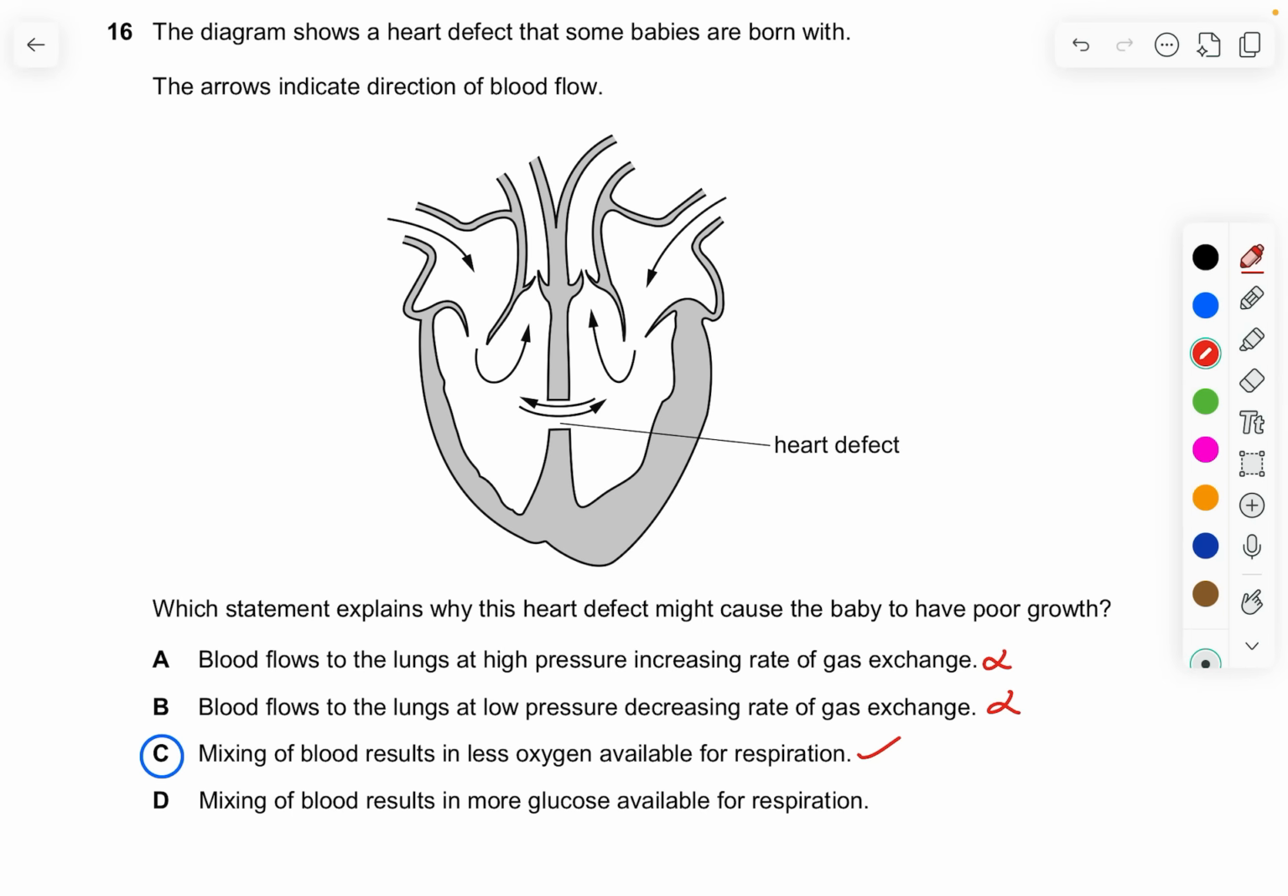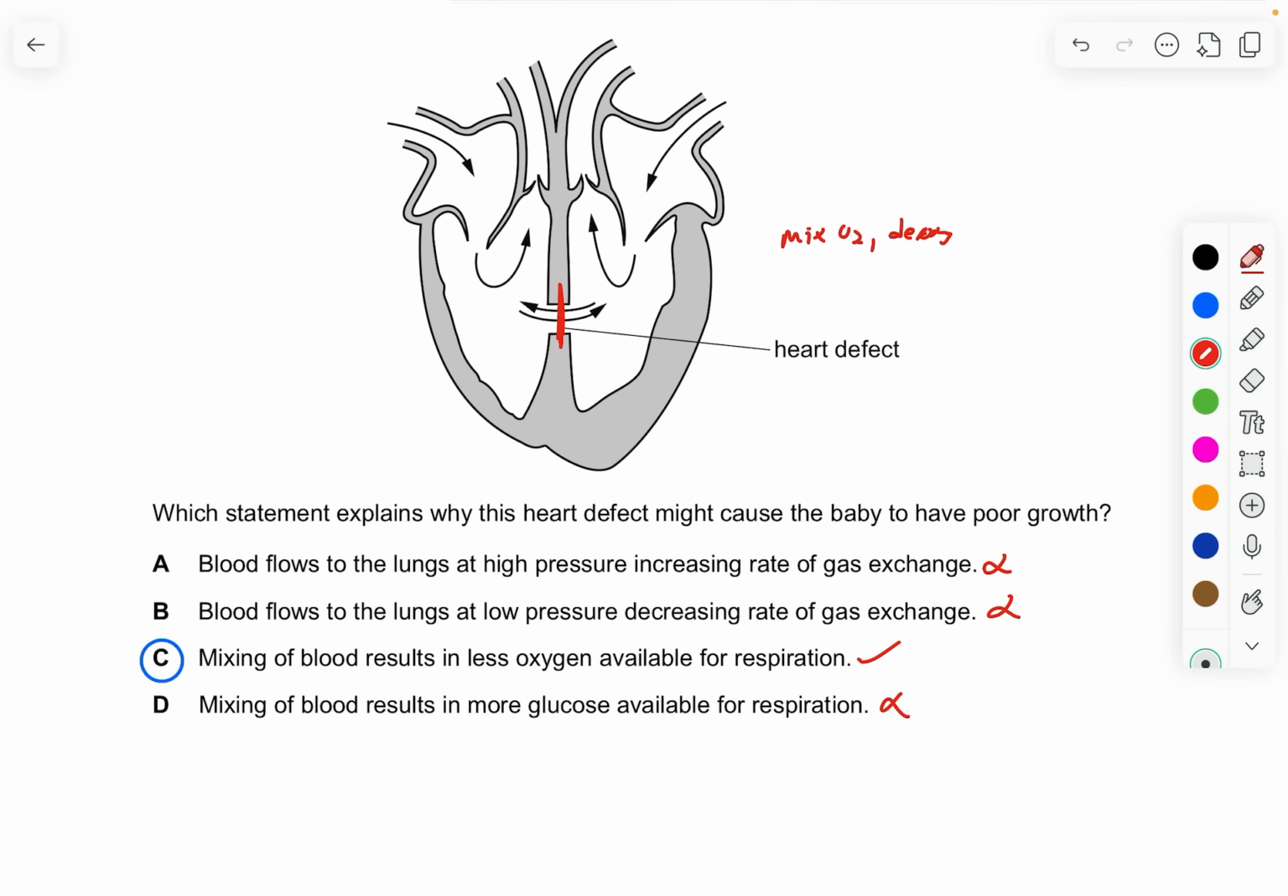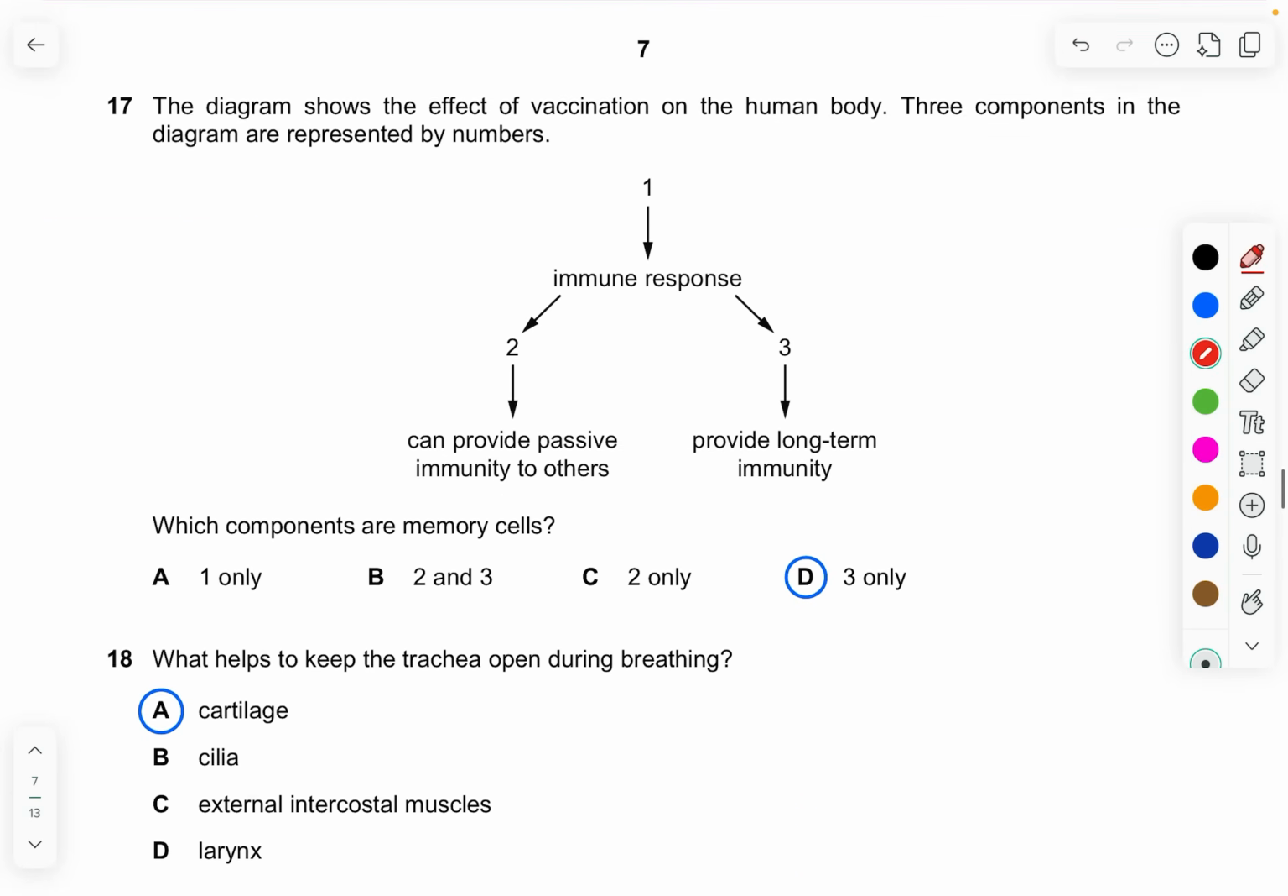Yes, that's correct. Why? Because when the septum is not closed properly, what happens? You're going to mix both oxygenated blood and deoxygenated blood. That is not something that you want. How about mixing of blood results in more glucose available for respiration? This is also totally not relevant. So the answer is C.